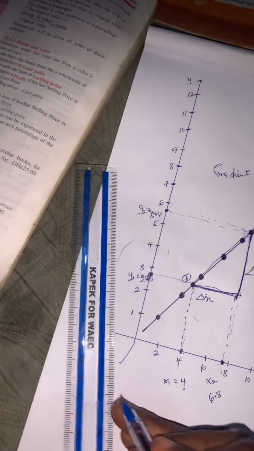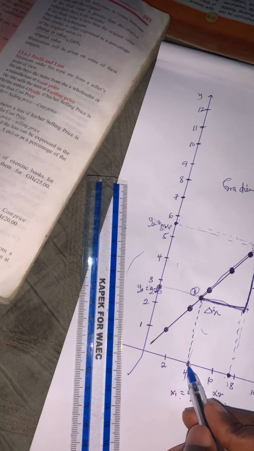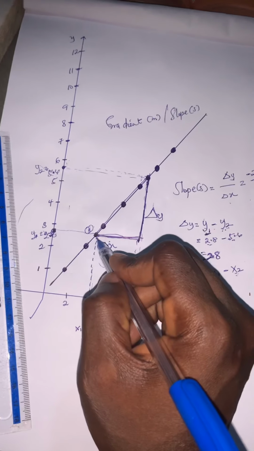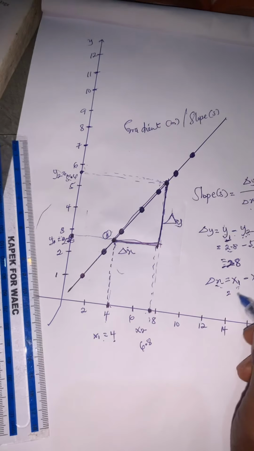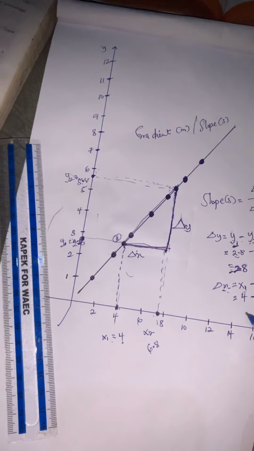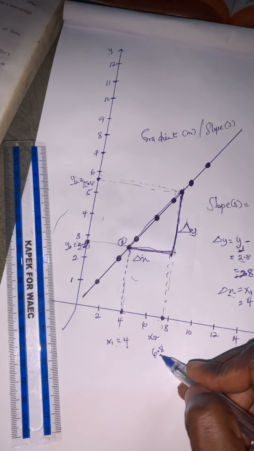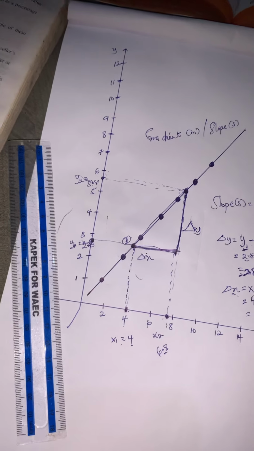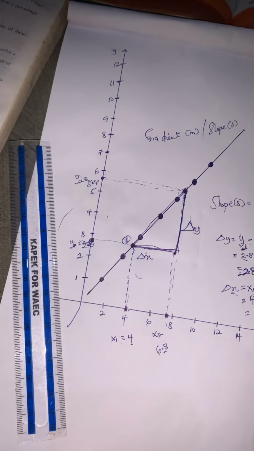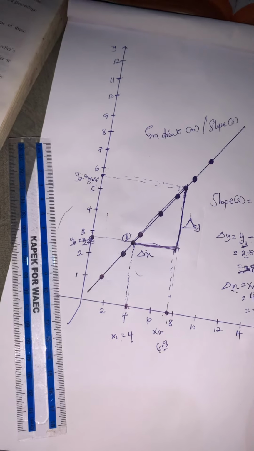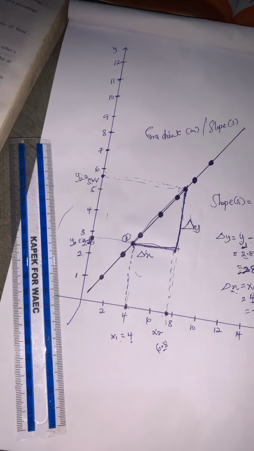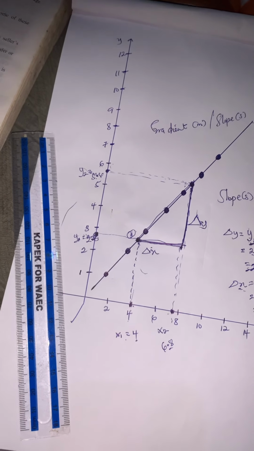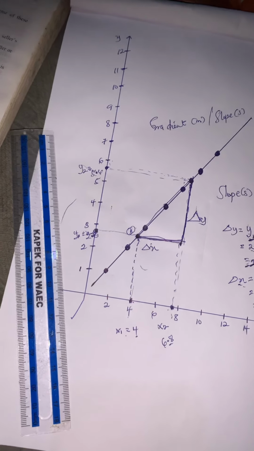Let's see, what is our x1? x1 is 4 from the point that we have selected. So x1 is 4, minus, now x2 is 6.8. Are you getting me? So now after subtraction, I think this one will also give me 2.8, which is also negative because this is smaller than that. Are you okay? So now the change in x is also minus 2.8.